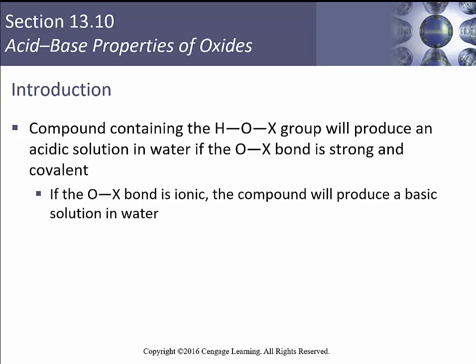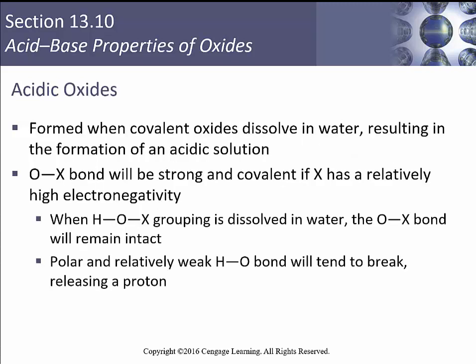The compound containing an H-O-X group will produce an acidic solution in water if the O-X bond is strong and covalent. If the O-X bond is ionic, the compound will produce a basic solution in the water. Acidic oxides are formed when covalent oxides dissolve in water, resulting in the formation of an acidic solution. The O-X bond will be strong and covalent if X has a relatively high electronegativity.